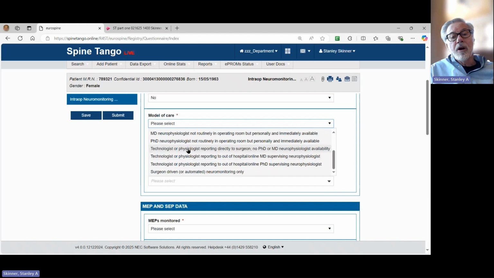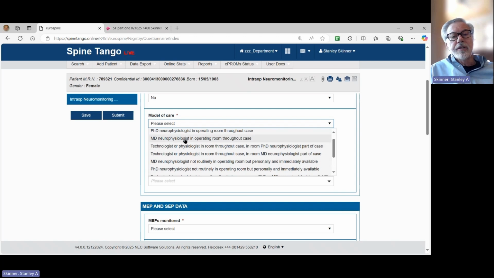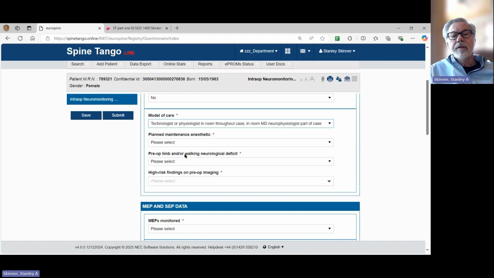There are questions regarding technologist or physiologist directly supervised by the surgeon, no PhD or MD neurophysiologist. And then there are a couple of questions having to do whether there is an MD or PhD neurophysiologist out of the hospital and remotely connected to the case. And so in this case, we'll say there's a technologist with an MD as a part of the case, for example.